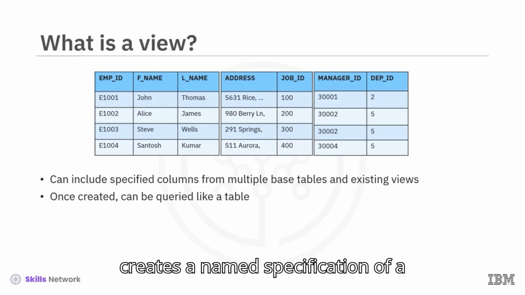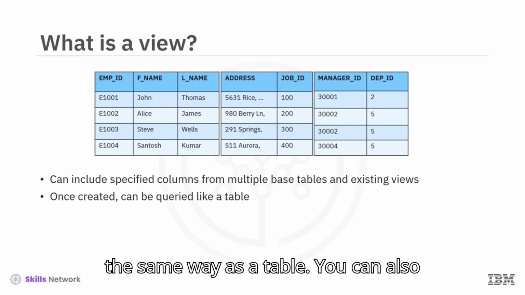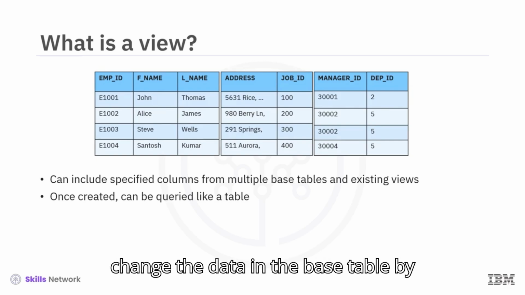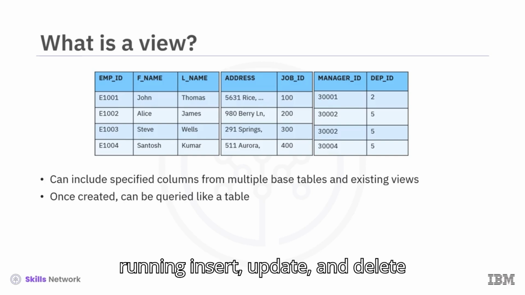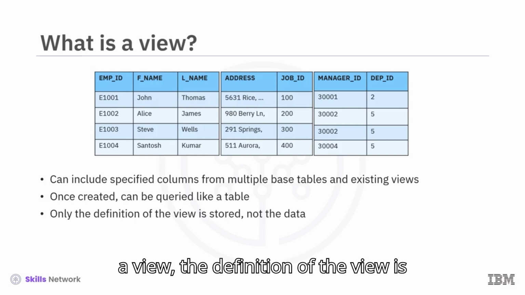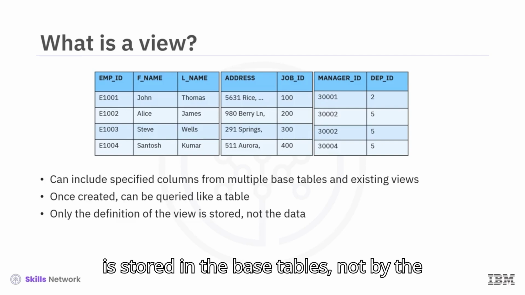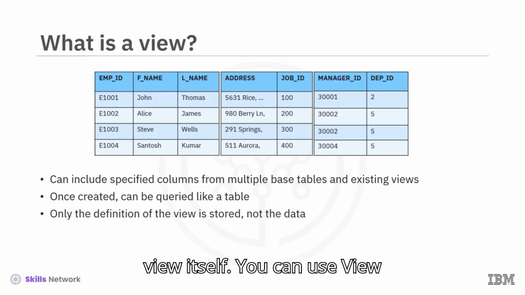Creating a view creates a named specification of a results table, which can be queried in the same way as a table. You can also change the data in the base table by running insert, update, and delete queries against the view. When you define a view, the definition of the view is stored. The data that the view represents is stored in the base tables, not by the view itself.